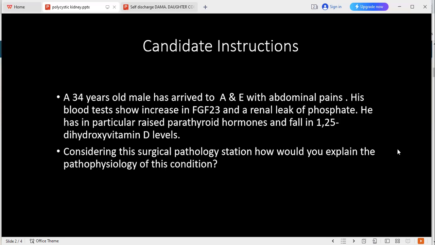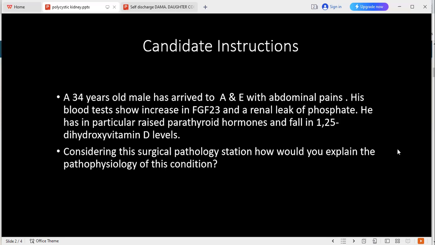Anyway, tell me what are the differences between autosomal polycystic kidney disease of adult and polycystic kidney disease of a child? Pathological difference between these two. Sorry, ma'am, I'm not aware of it.